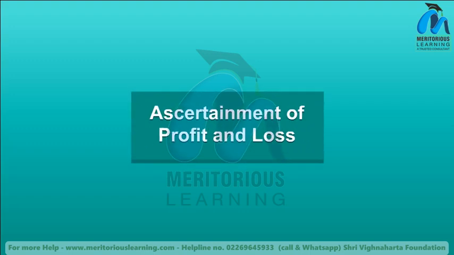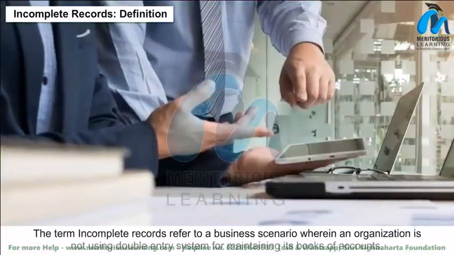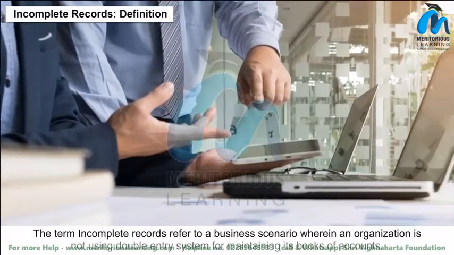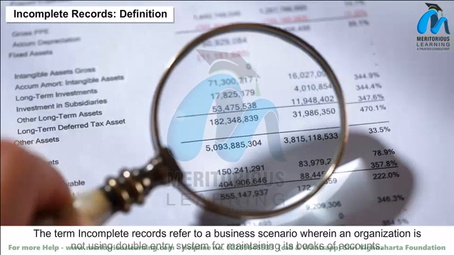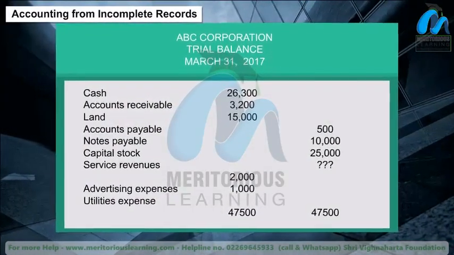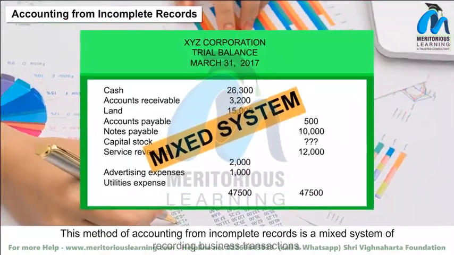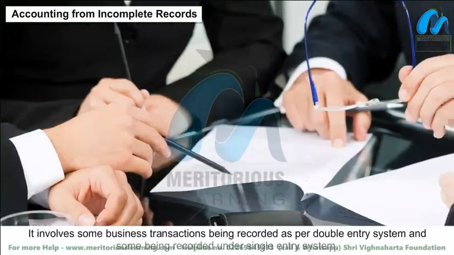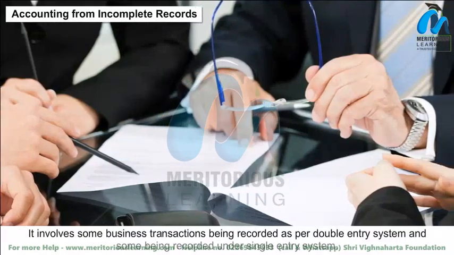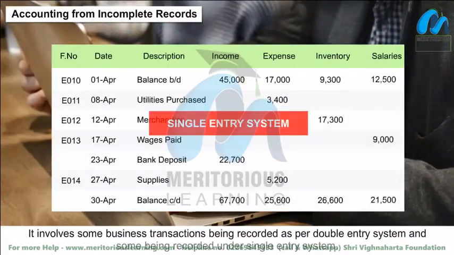Ascertainment of profit and loss. Incomplete records. Definition. The term incomplete records refers to a business scenario wherein an organization is not using double entry system for maintaining its books of accounts. Accounting from incomplete records. This method of accounting from incomplete records is a mixed system of recording business transactions. It involves some business transactions being recorded as per double entry system and some being recorded under single entry system.